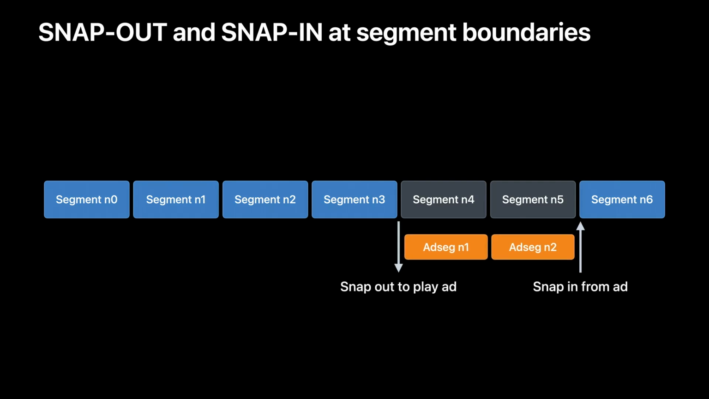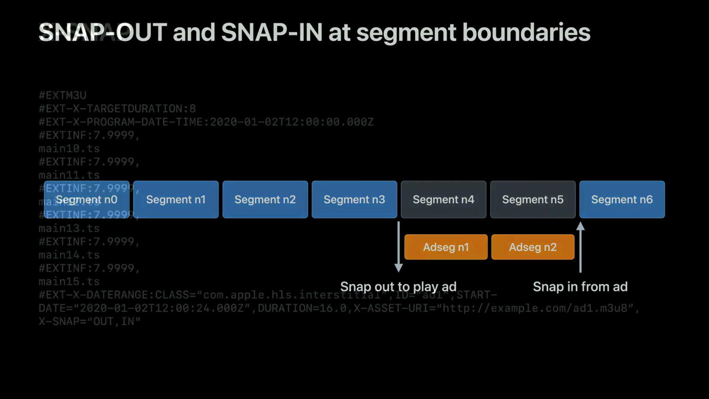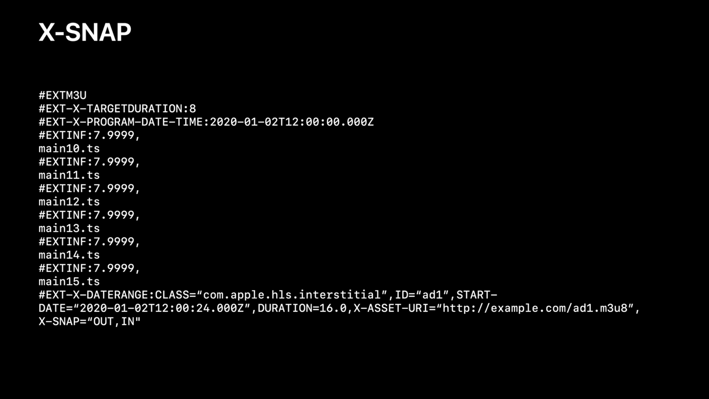You can now use the snap attribute with the out value to snap out of the primary content at a segment boundary that is closest to the intended ad start time. And similarly, use the snap attribute with the in value to snap back into the primary content that is closest to the ad return time. Note that we'd expect you to use the snap attributes only for live scenarios, as this notion of clock drift shouldn't exist when dealing with prepackaged video on demand content. So here we see a live playlist where the ad is scheduled to both snap out and snap in.